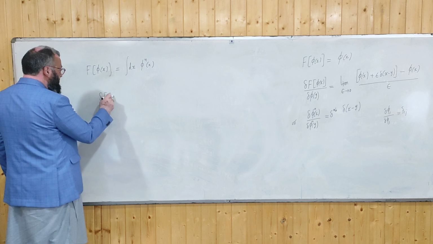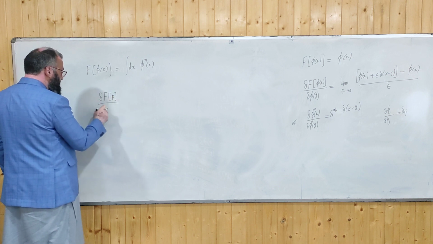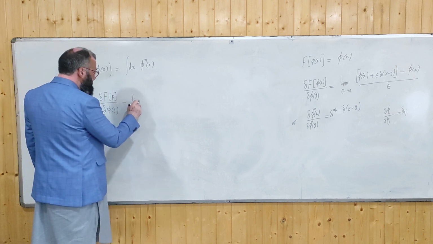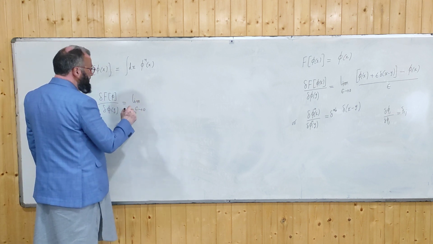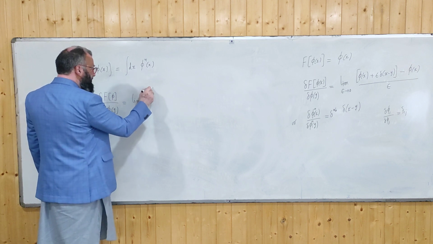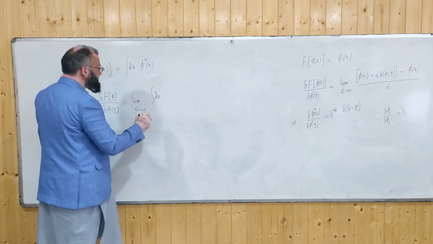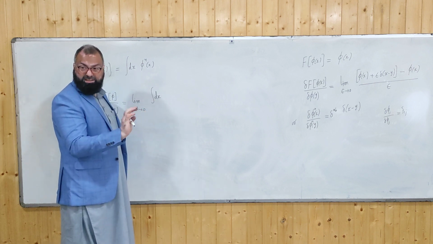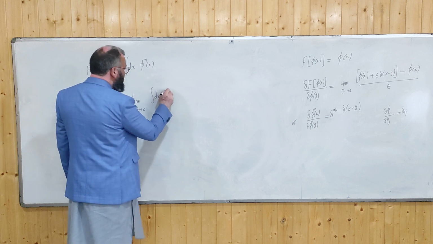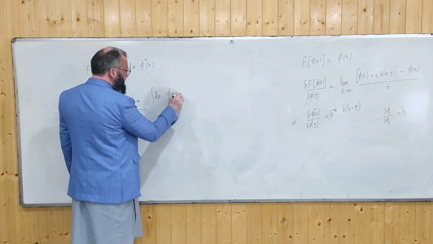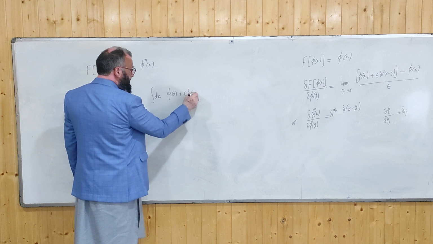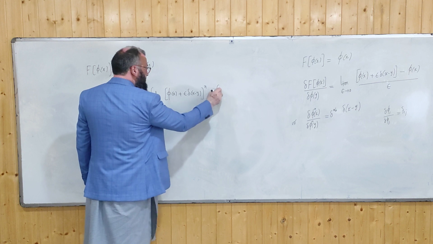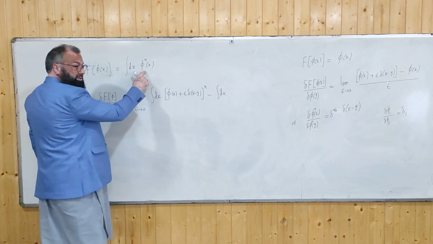So it is delta f of phi by delta phi of y, which is equal to the limit of epsilon tends to 0. So you put the integral dx of phi of x plus epsilon delta of x minus y raised to the power n, minus the integral, because the power n is only over phi. Clear?